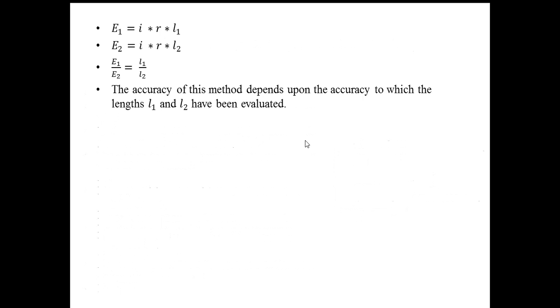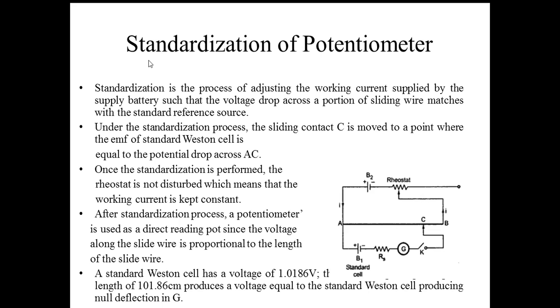Same material is used. Therefore, I and R would remain the same and L1 and L2 would vary. Because of the change in the lengths L1 and L2, your EMF is going to vary. So when you find the ratio, E1 upon E2 is equal to L1 upon L2. Therefore the accuracy of this method depends upon the accuracy or the precision of the lengths that have been calculated or evaluated.